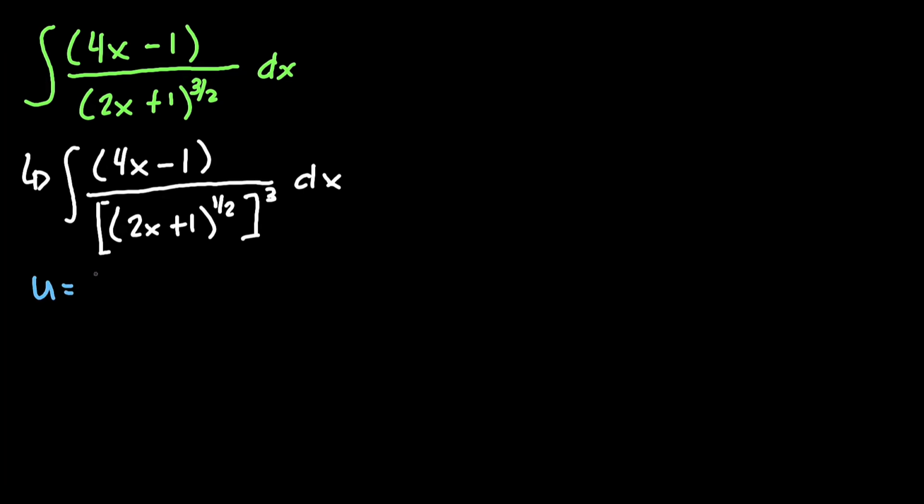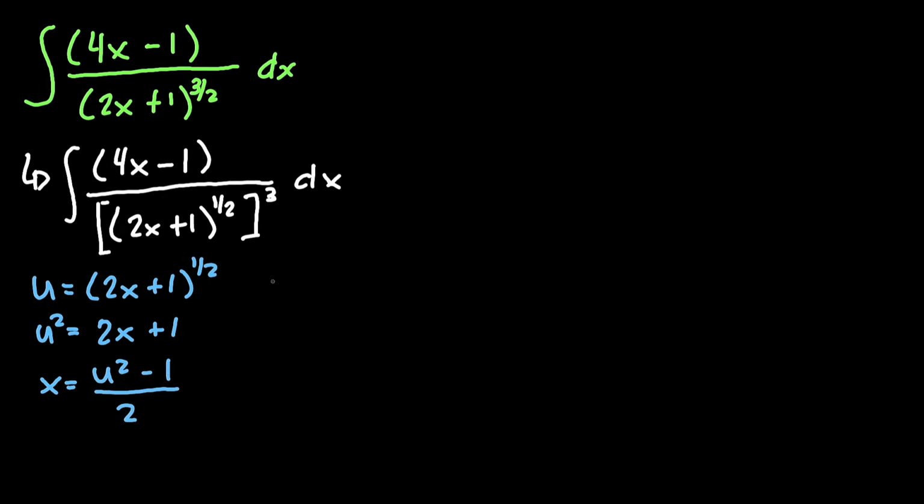U here would be equal to 2x plus 1 raised to the power of 1 half. Let us square both sides, so u squared would be equal to 2x plus 1. Isolate x, it would be u squared minus 1 over 2. And taking its derivative, this is quotient rule.